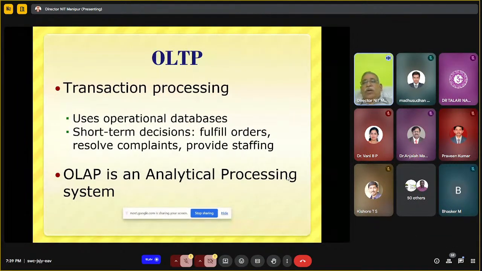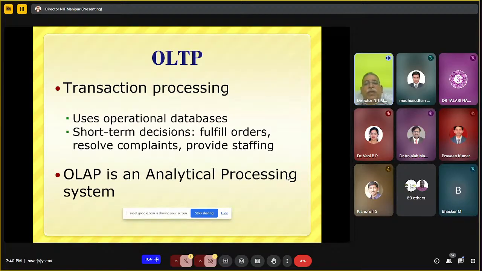So now I will talk about how transaction systems are different from OLAP systems. There are 12 different comparisons. An OLTP system is a transaction processing system. It is used for day-to-day operations, operational databases, and decisions are very fast, short-term, quicker decisions. To fulfill orders and demands, resolve ticketing and complaints, provide staffing, everything we need to decide faster. We cannot delay. Jobs are quicker, so short-term decisions.